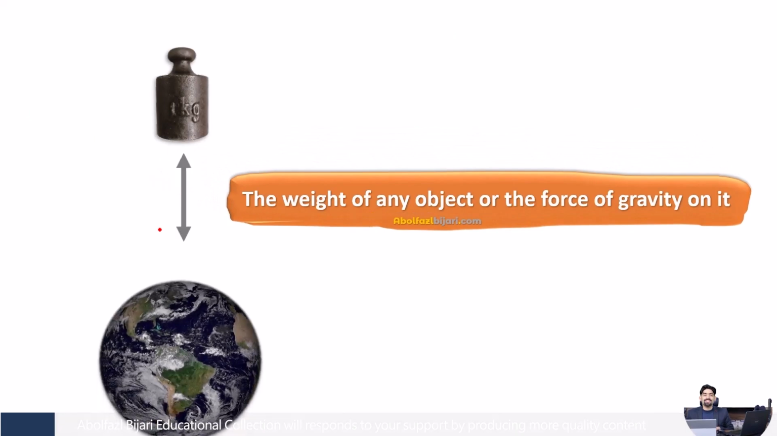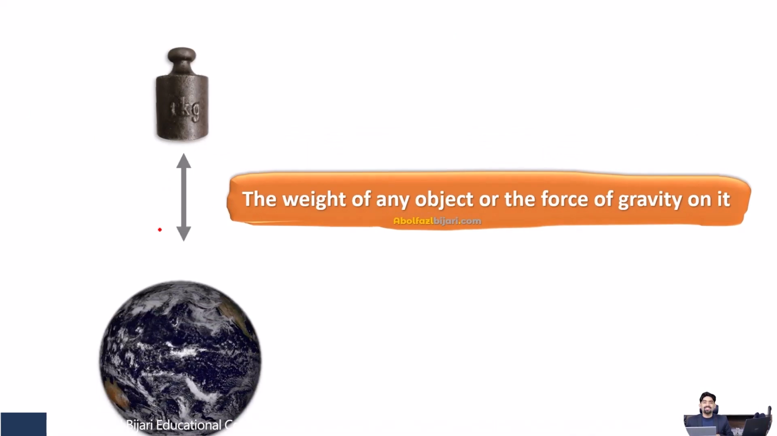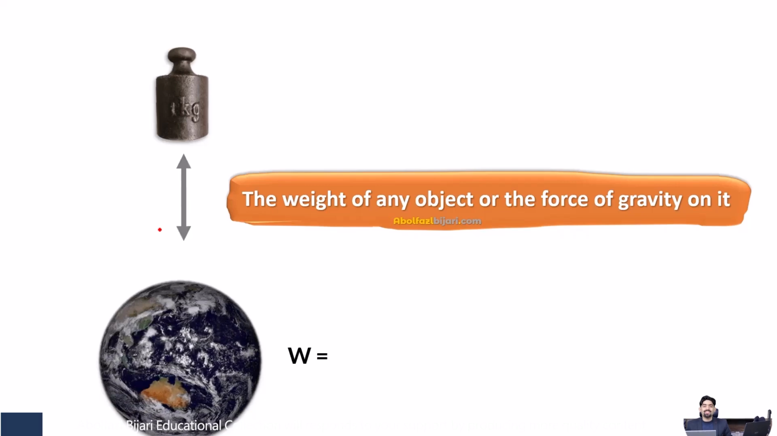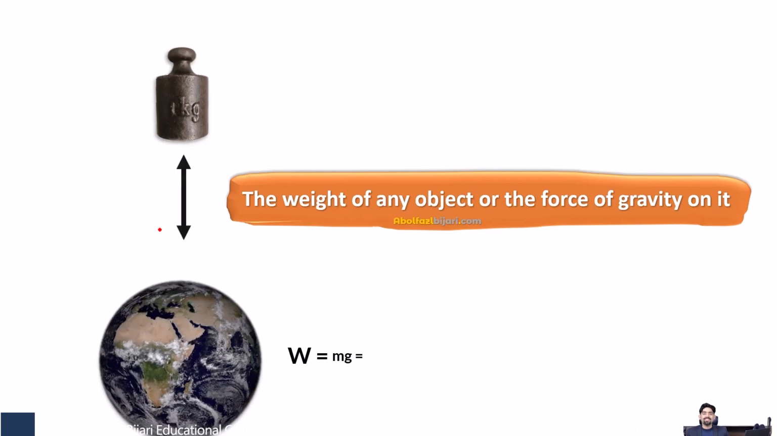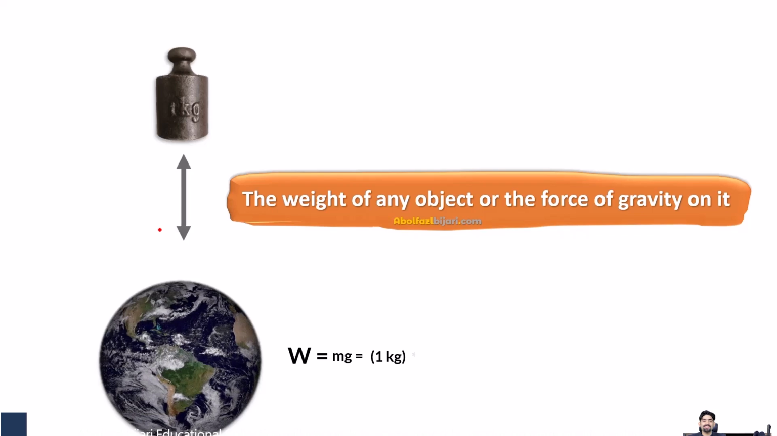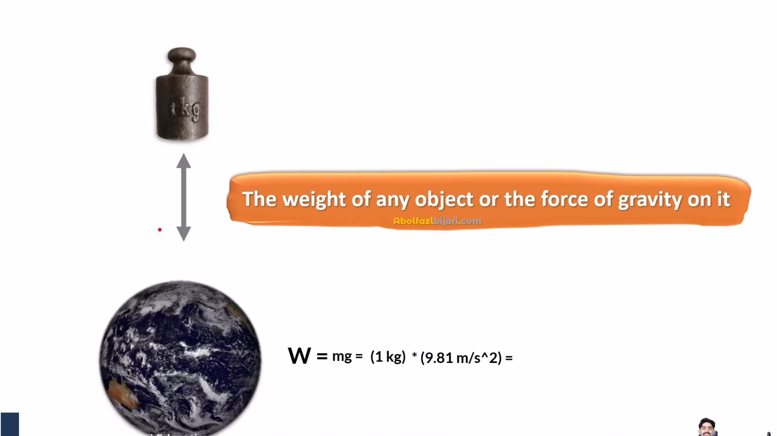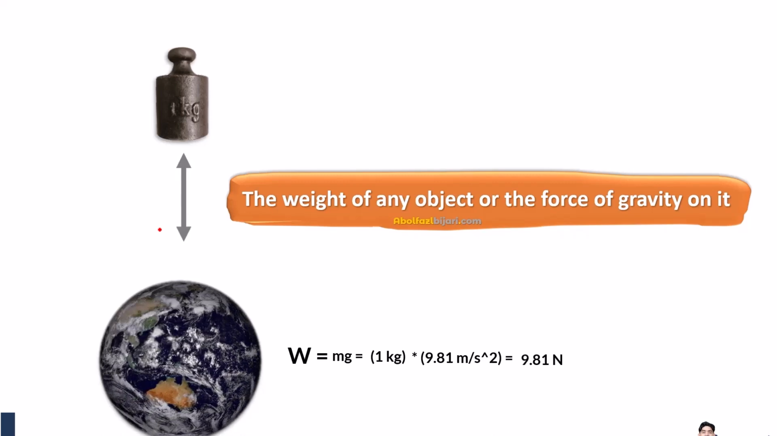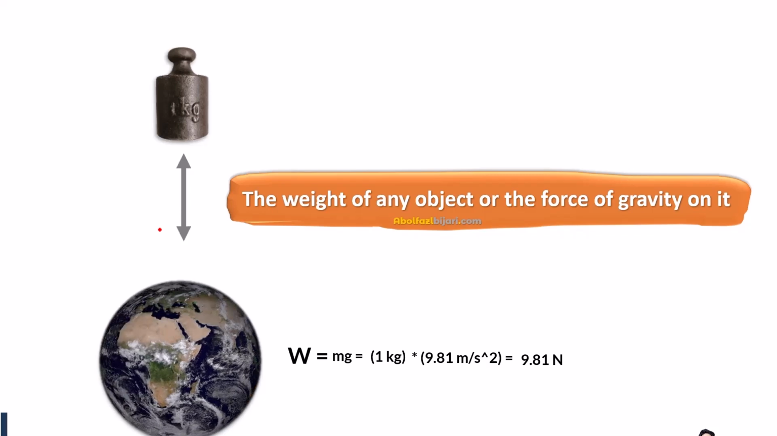How much does a 1 kilogram object weigh? W is m multiplied by g, 1 kilogram multiplied by 9.81, is 9.81 Newtons.